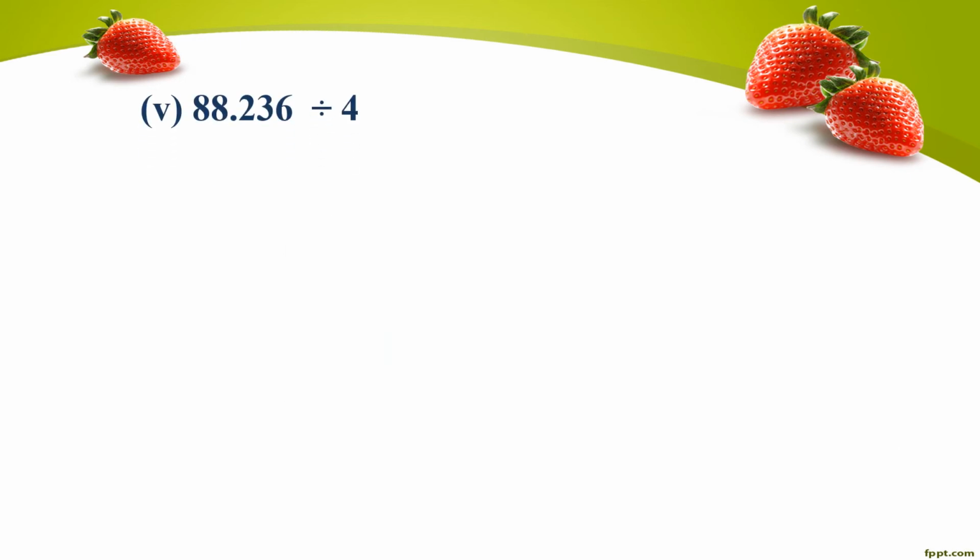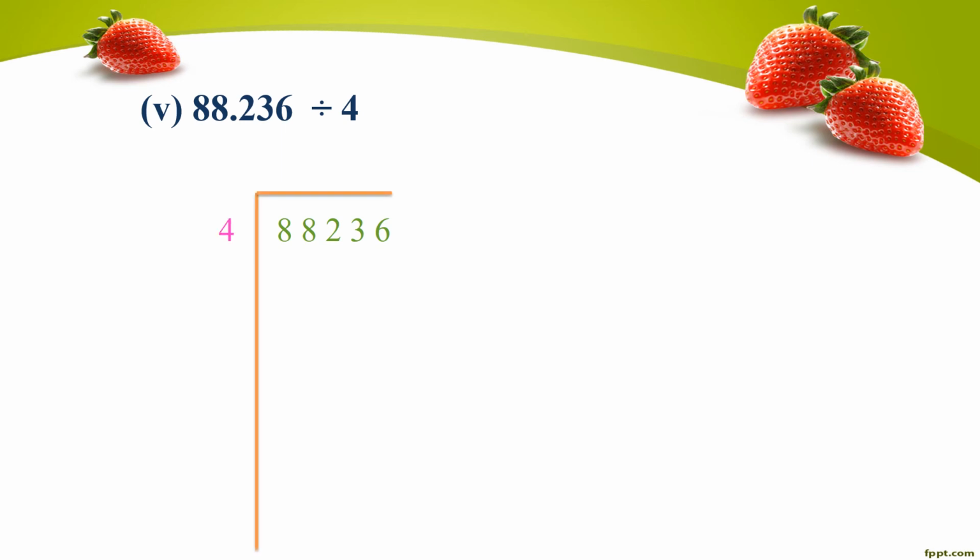Fifth sum, 88.236 divided by 4. So we have to ignore the decimal point. On ignoring, we get 88,236 as dividend and 4 is the divisor.